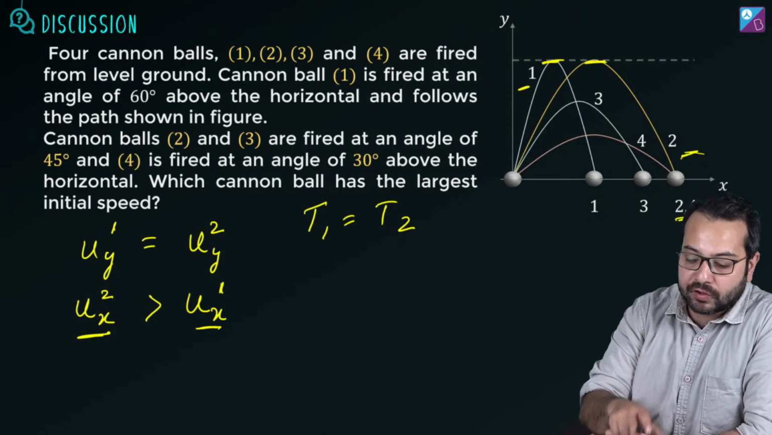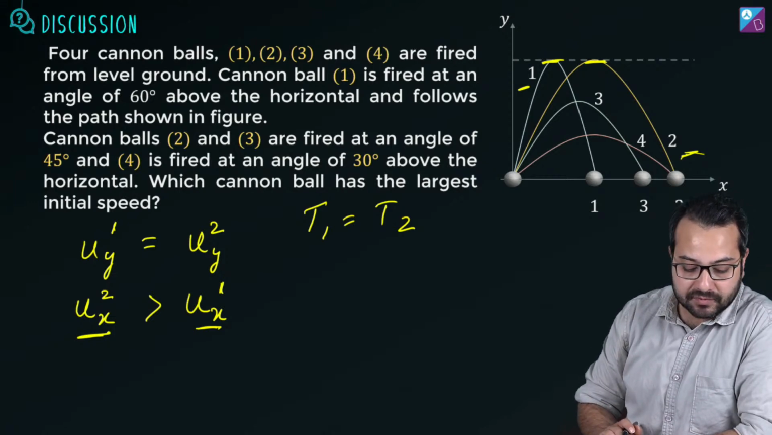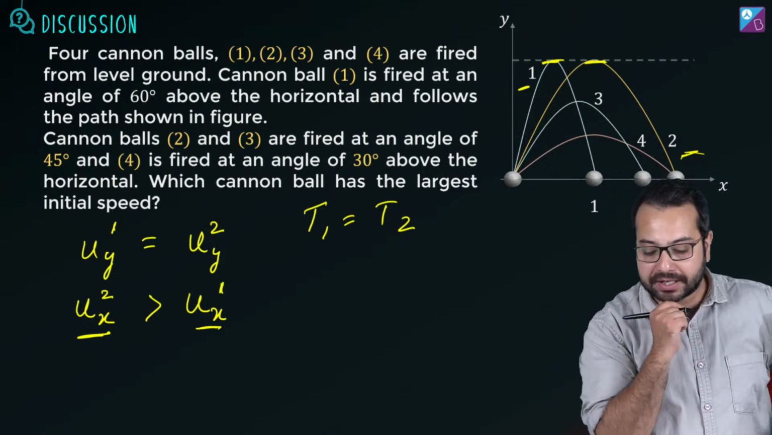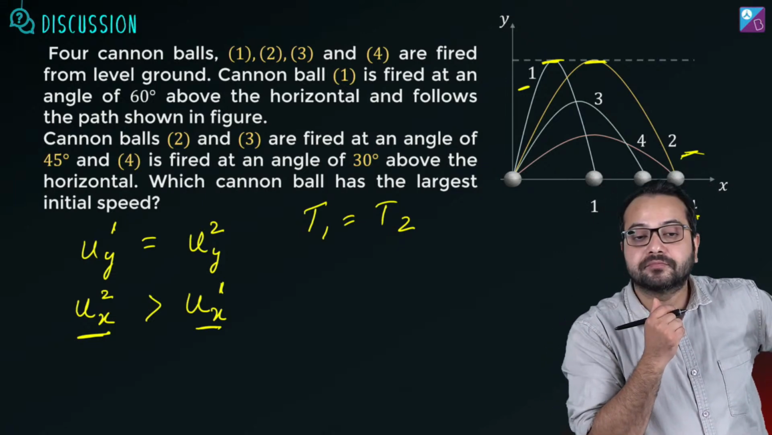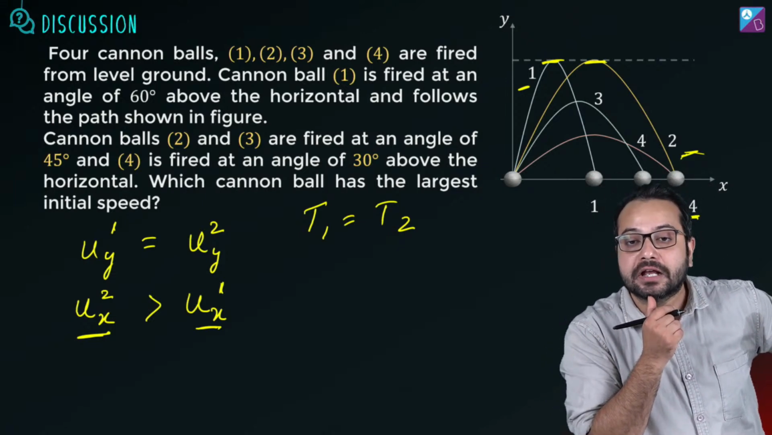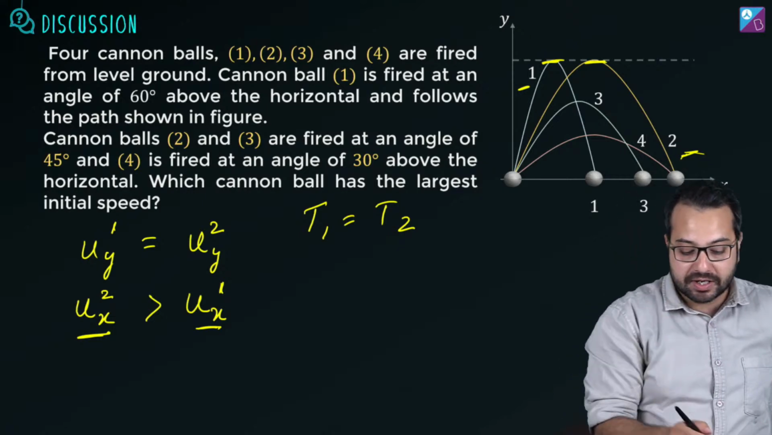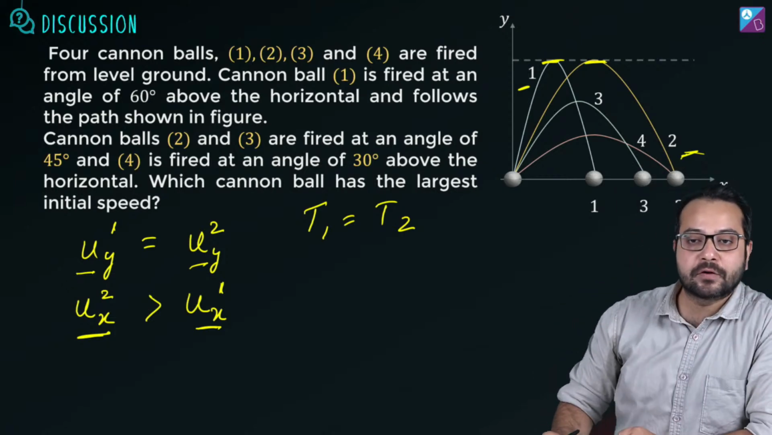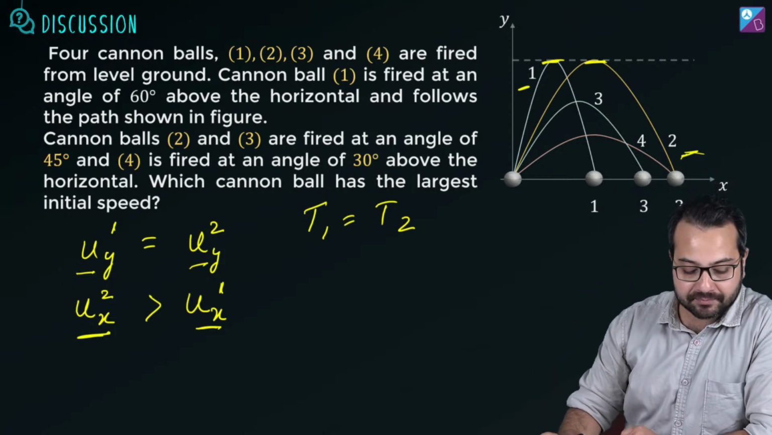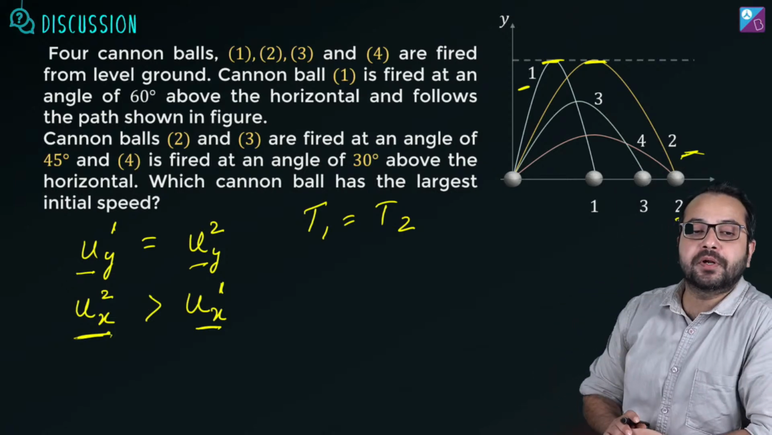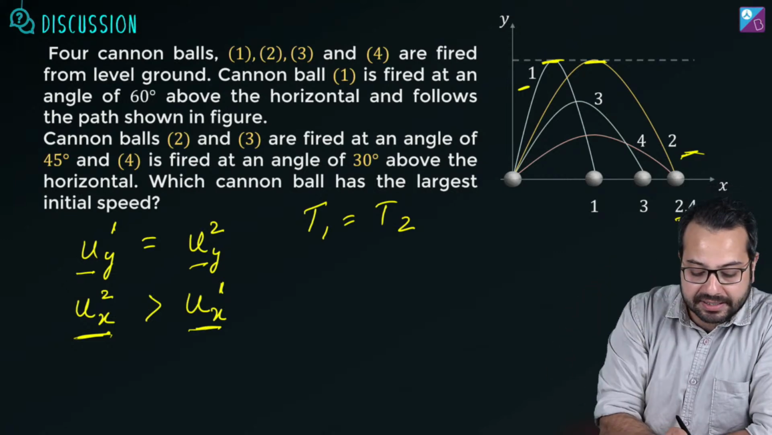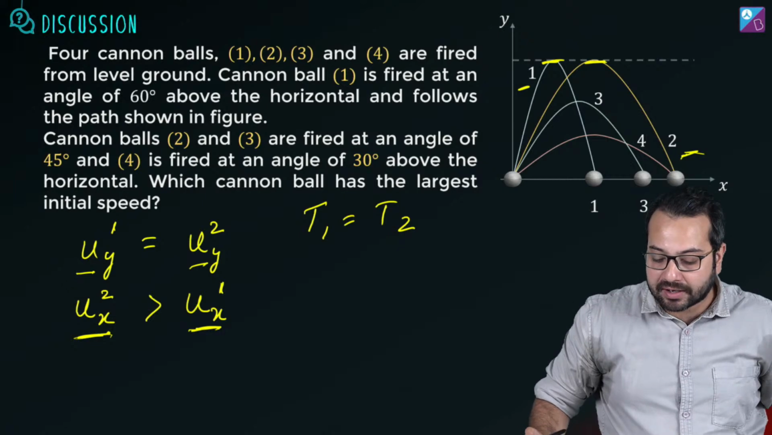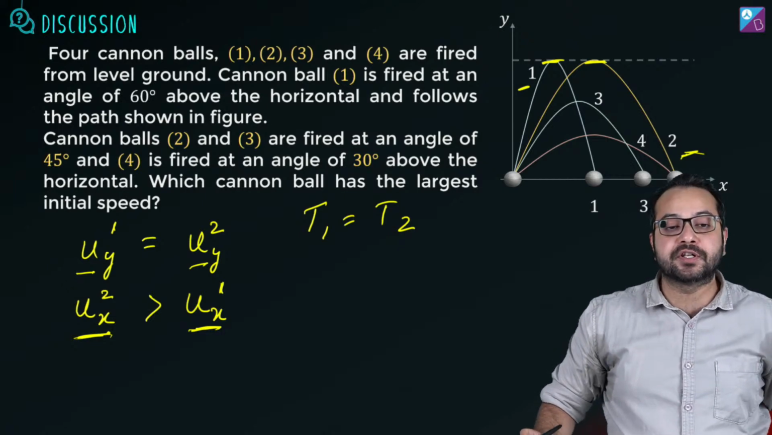So in this case what is going to happen? The velocity of 2 is going to be greater than 1. Do you agree or not? The velocity of 2 is going to be greater than velocity of 1 or not? Okay? Their vertical components of the velocity are the same. But the horizontal component of velocity for 2 is greater than the horizontal component of velocity for 1. Is that right or not? Okay? That is absolutely right.